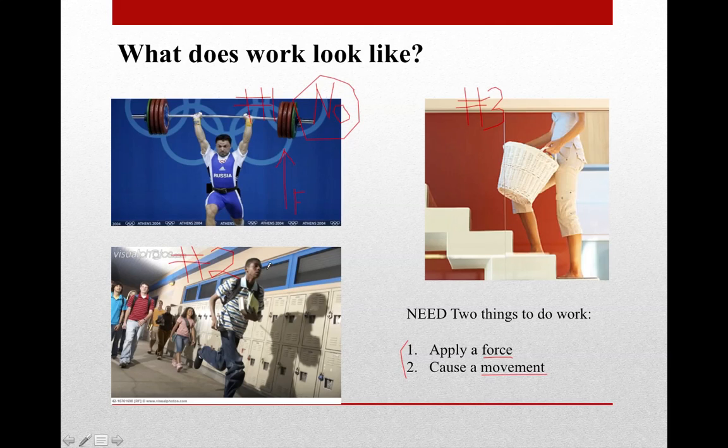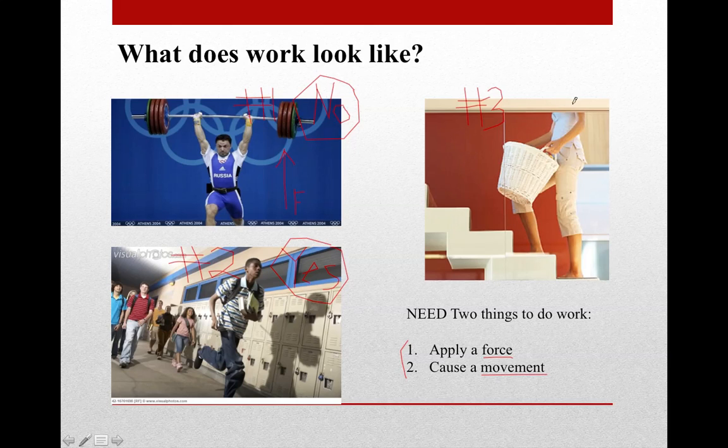Next example, the student running through the hallways with books. He is doing work. Yes, he is doing work. That's a big yes. Number 1, is he applying a force? Yes, he has a force to the books, carrying the books. Number 2, causing a movement. Yes, he is carrying these books down the hallway. So yes, this is a good example of someone performing work. Carrying books, moving it a distance.